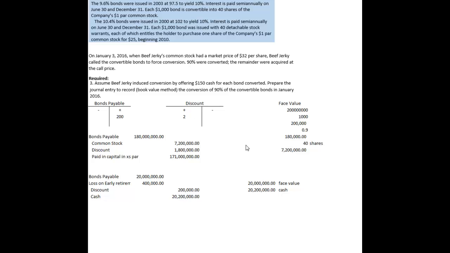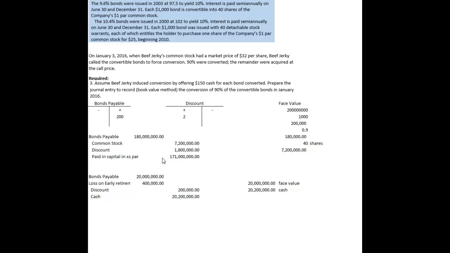I left all this work here from the prior problem that we just worked through, which was converting the bonds into stock, and redeeming the bonds early, because the next part of the problem asks us to record the conversion again, but converting the debt not just by the bond holders voluntarily coming to us and converting to the stock, but instead we're kind of forcing them.